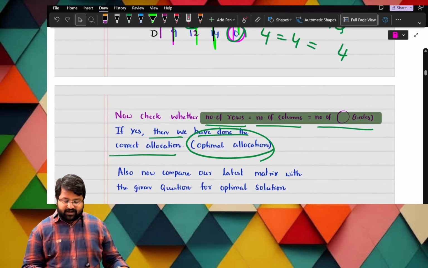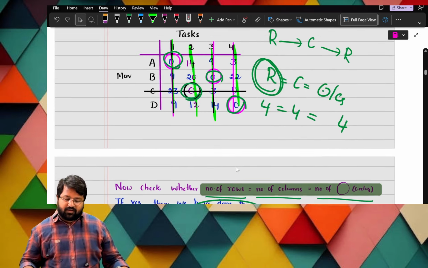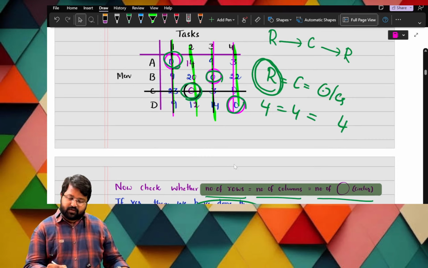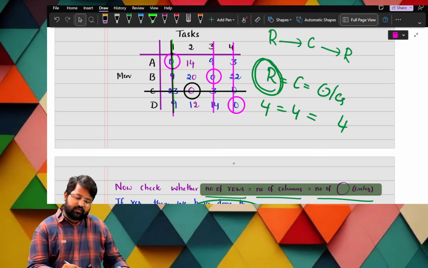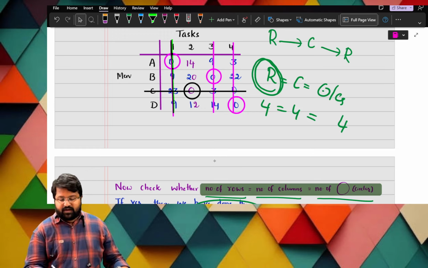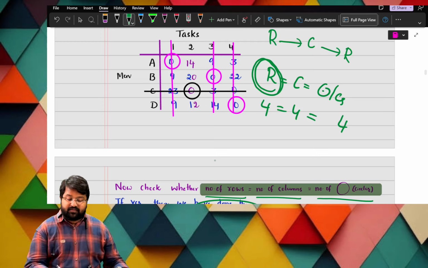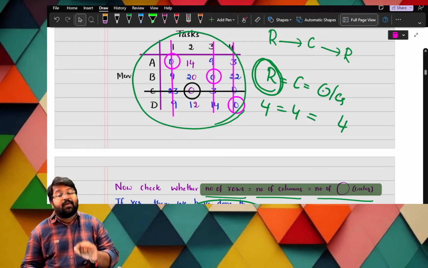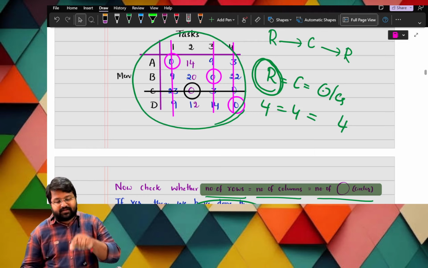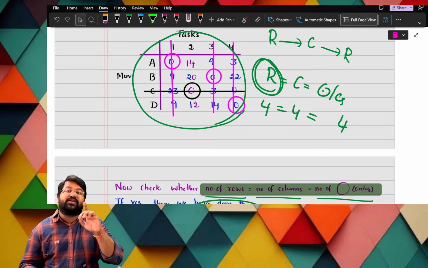Now compare our latest matrix with the matrix given in the question for the optimal solution. This is the last matrix we are having. I am erasing the unnecessary markings so that you won't get any confusion. After the test for optimality, we get this last matrix, and this matrix has to be compared with the matrix given in the question.